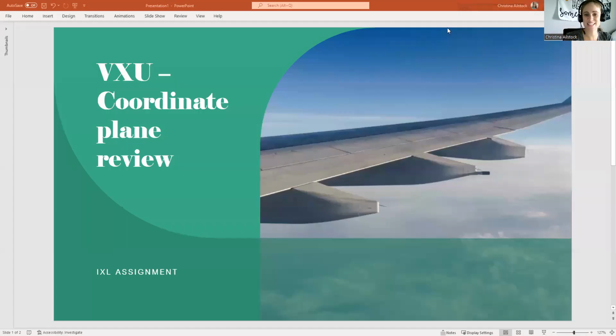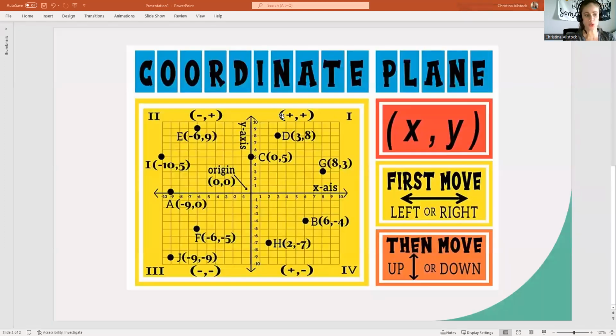Hey guys, today we are going to work on reviewing the coordinate plane and graphing ordered pairs. This lines up with IXL assignment VXU. So here is a fun little graphic. There's a lot of information on here though, so we're going to break it down to remind ourselves of what the coordinate plane is. So the coordinate plane is the official name for this graph we see here.